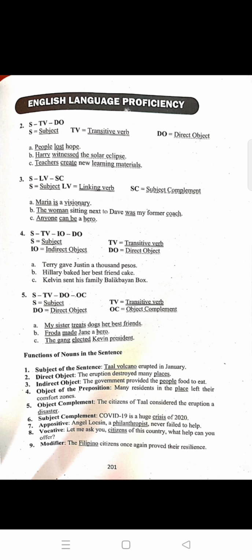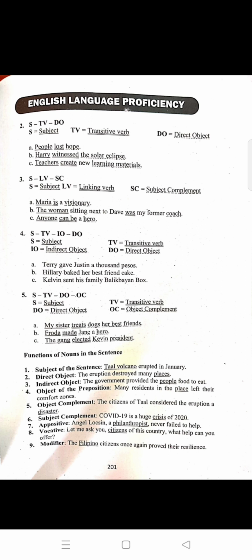Next, indirect object. I repeat, indirect object answers the question whom. The government provided the people food to eat. Whom did the government provide food to eat? It's the people. Therefore, people is your noun, and it is functioning as an indirect object.